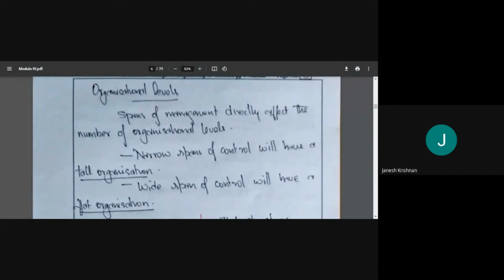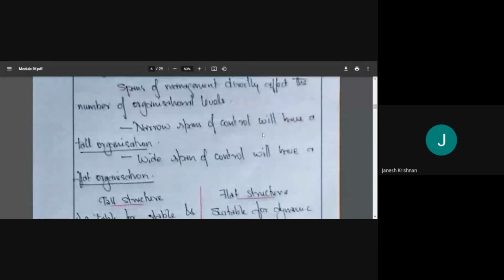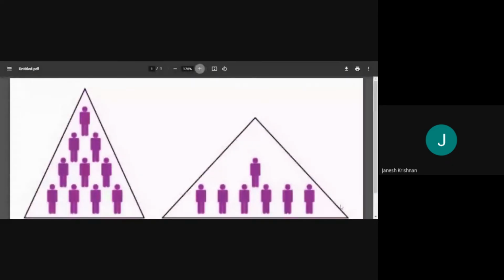So why do organization levels exist? Organization levels exist because there's a limit to the number of persons a manager can effectively supervise. So basically there are two types of organization. Narrow span of control will have tall organization, and wide span of control will have flat organization. The second figure is wide span of control, so it has a flat organization. The first figure is narrow span of control, and therefore it is tall. Let's look at it as a figure itself. Figuratively, we can understand.